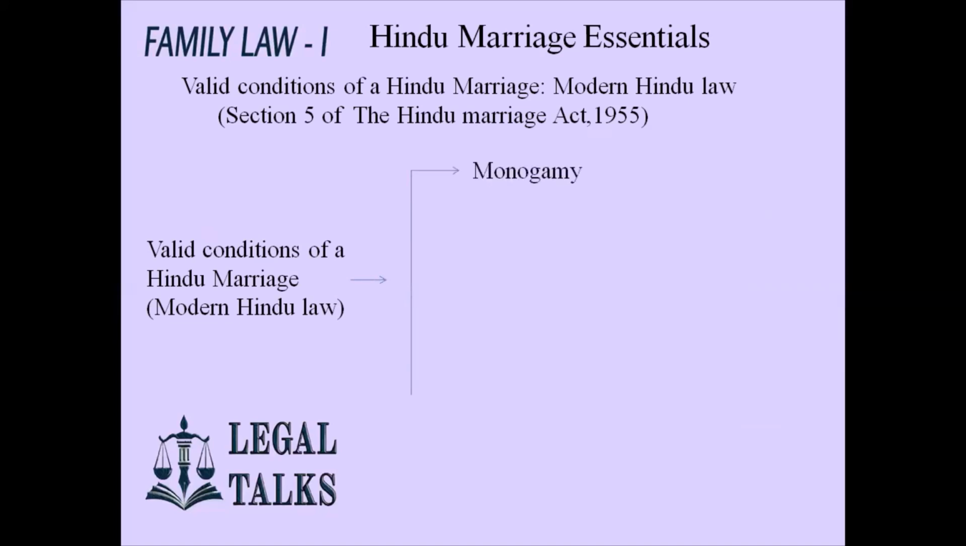The first one is monogamy. The Hindu Marriage Act of 1955 doesn't allow bigamy. It only allows monogamy. Monogamy means a single marriage. At any point of time in a Hindu marriage, if a person is found to be holding two marriages at the same time, then he will be punishable under the Hindu Marriage Act of 1955.